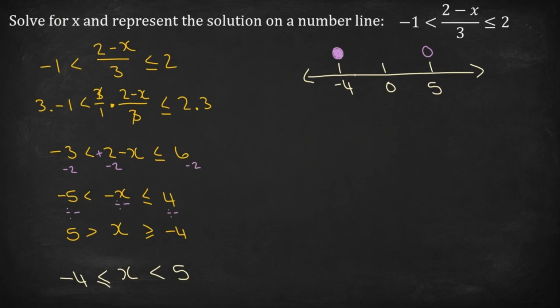And all we need to do now is to draw the line. So x must be greater or equal to negative 4. So I'm going to the right-hand side, but we must keep it less than 5. So I'm going to stop at this circle. And there you've done it. You've solved for x and you have represented it on a number line.